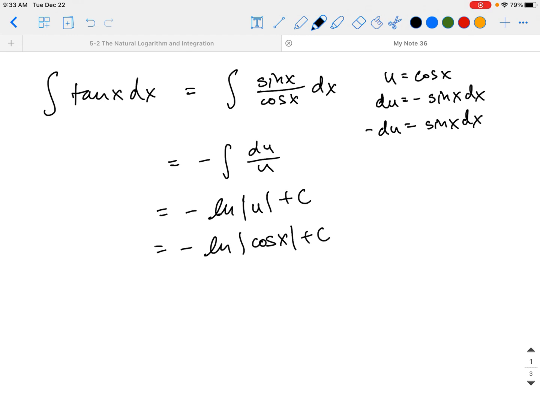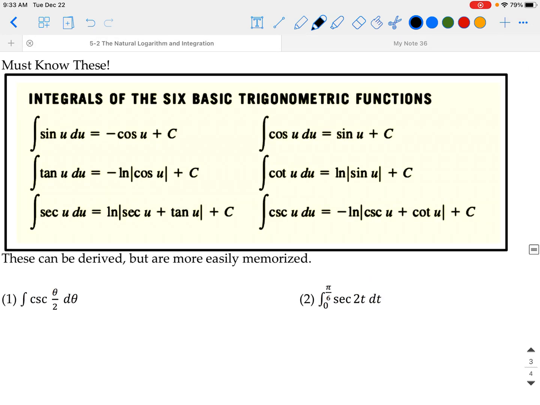Now, the other thing we can do, though, is we can use the fact that we know properties of logarithms and that we've got this coefficient of -1 in the front. So we can also rewrite this, if we wanted to, as the natural log of the absolute value of cosine x to the -1 plus c, which is just 1 over cosine x. So an equivalent expression for the integral of tangent is the natural log of secant x plus c. Okay, so maybe we'll make a note of that here as well.